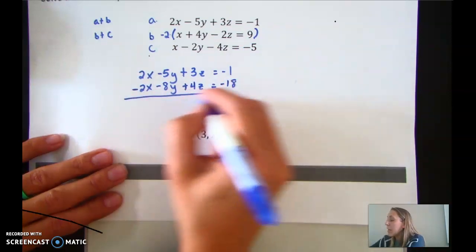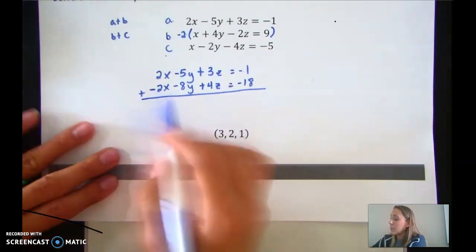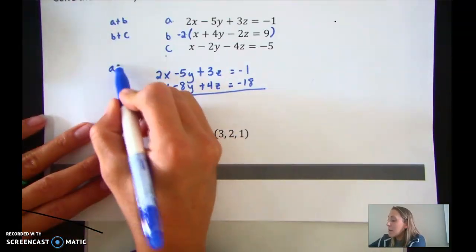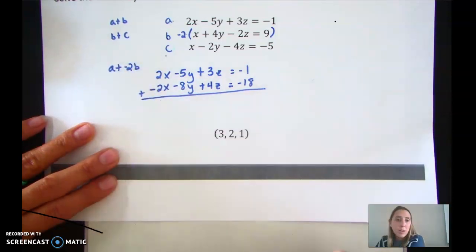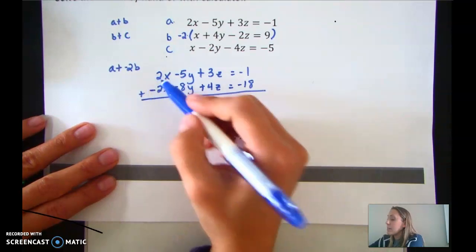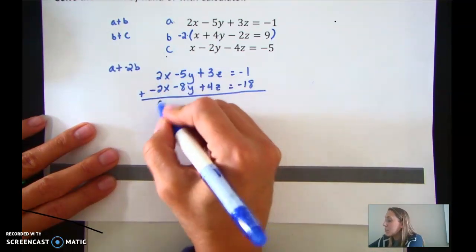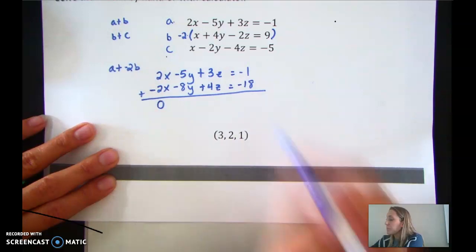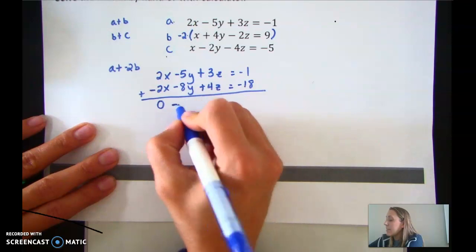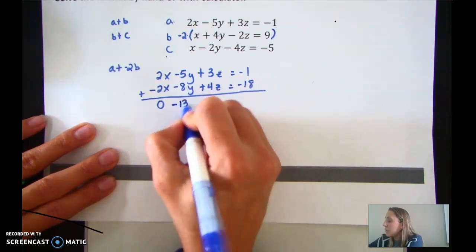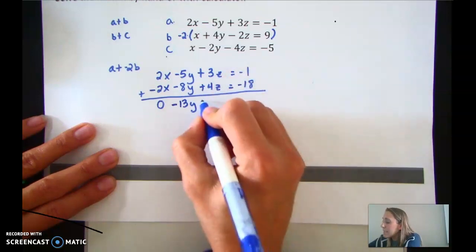I'm going to go ahead and add all of those up. So basically what I just did right here was a plus negative 2b. That's what this is right here. So now when I add those up, I get 2x plus negative 2x, which gives me 0. Negative 5 plus negative 8 is negative 13y. 3z plus 4z is 7z.